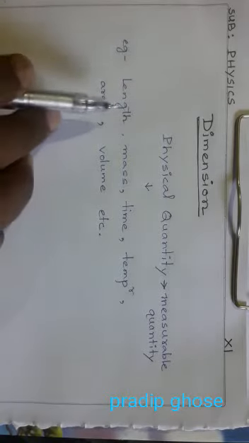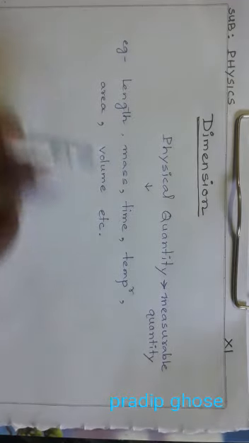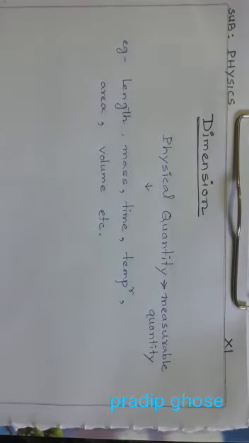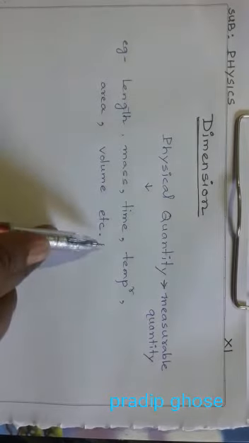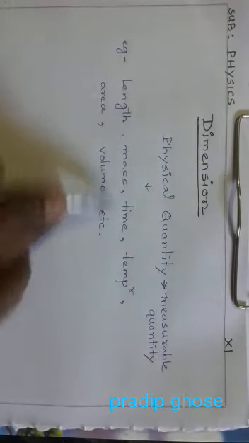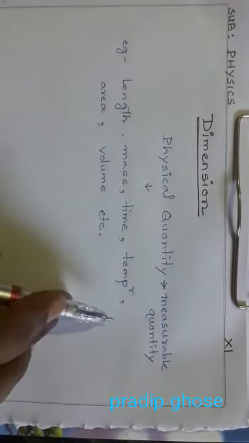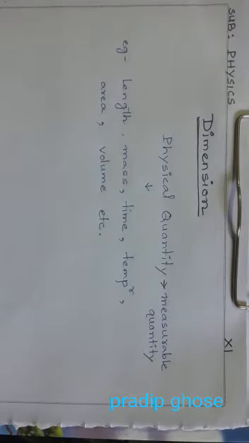Thus we can say that quantities that can be measured are called physical quantities. So length, mass, time, temperature, area, volume, etc. are the physical quantities. Now we can classify them in two groups. These physical quantities are not the same type. They can be classified in two groups. What are the two groups?